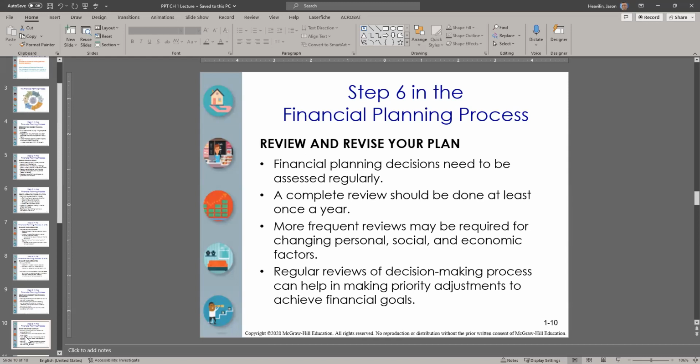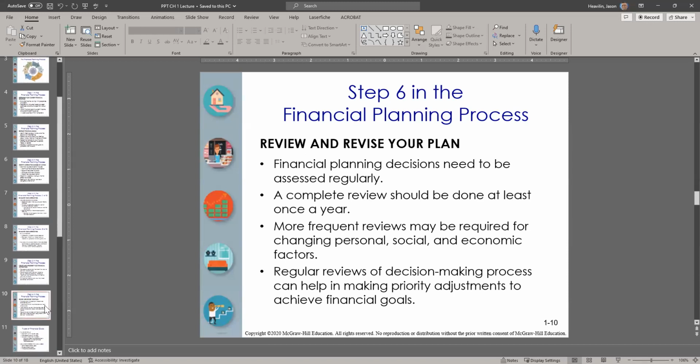Now, I want to emphasize the word priority here because the priorities you had 1 year ago, 2 years ago, 5 years ago may not be the same priorities you have now. A lot of things can change. Could be either change in lifestyle preferences, or now you have a child, or now you have a dog, for that matter. And your priorities may change because of it.